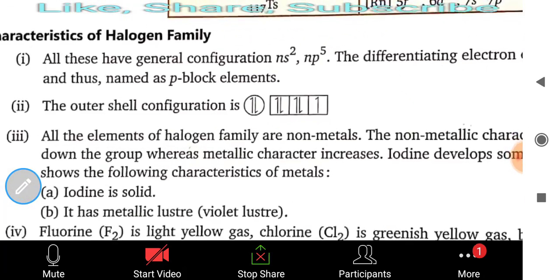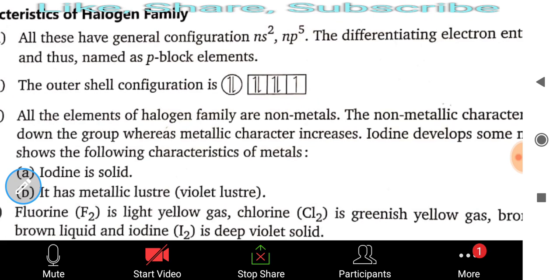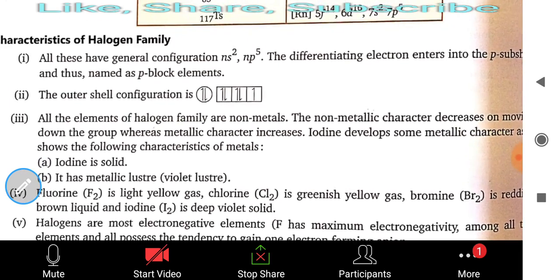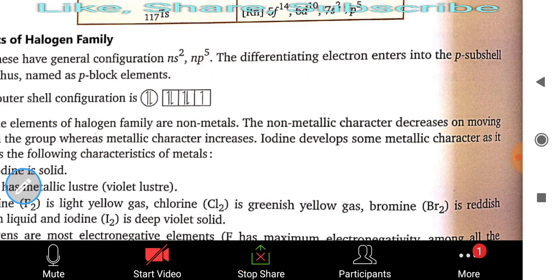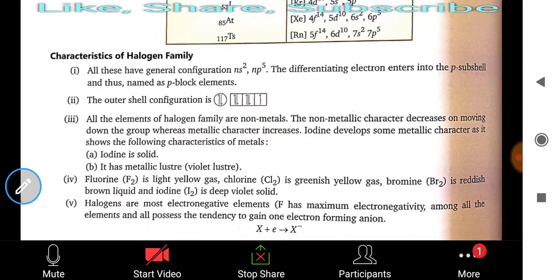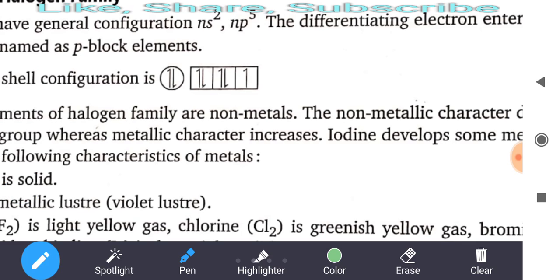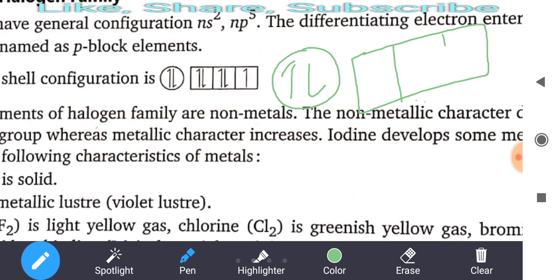So the characteristics of these halogens are that all of them have the general configuration ns2 np5. The differentiating electron enters into the p subshell and thus they are named p block elements. Whenever an electron enters any subshell, the block is named after it. As you already know, in the s block only two electrons can come, so it is written as 1s2. And in p block elements a maximum of 6 electrons can enter.